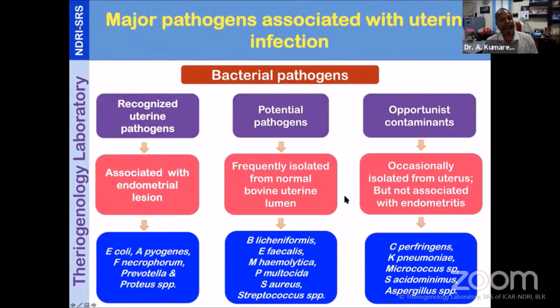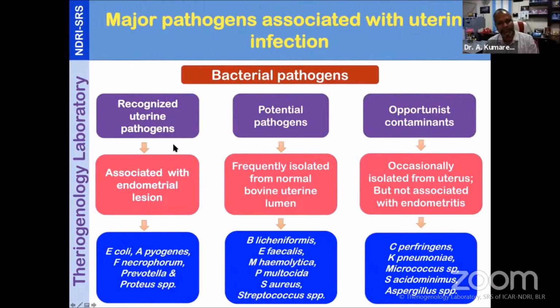So I told you about the major pathogens. We generally classify the pathogens into recognized uterine pathogens, which are always associated with uterine infection development in cattle, and potential pathogens. They are in the uterus, and once the immunity has gone down, they take the upper hand and cause disease. Other things, opportunists and contaminants, are very less important for us. Forget about them for the time being. We have to concentrate on this one only.